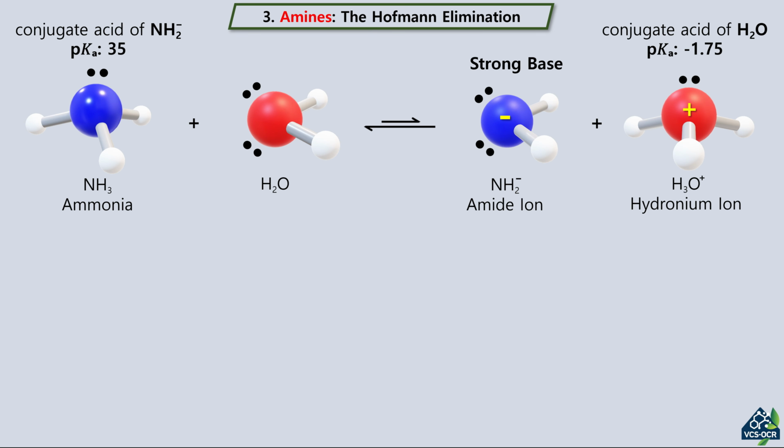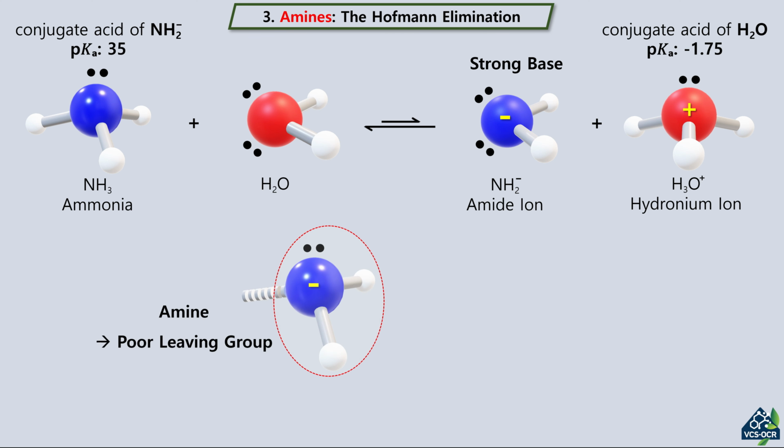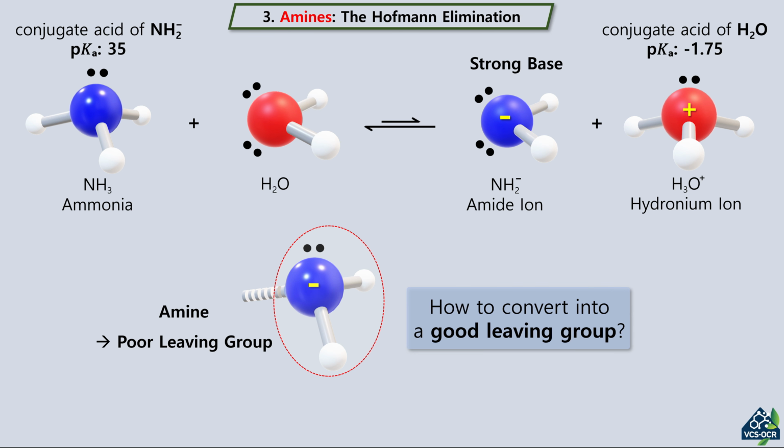Section 3. Amines, the Hofmann elimination. Amines are poor leaving groups because the resulting amide ion is an extremely strong and unstable base. In organic chemistry, a good leaving group must be a weak, stable base that can easily accommodate a negative charge. Since the amide ion is too reactive to exist as a leaving group under normal conditions, it must first be converted into a quaternary ammonium ion, which can expel a neutral tertiary amine as the leaving group.